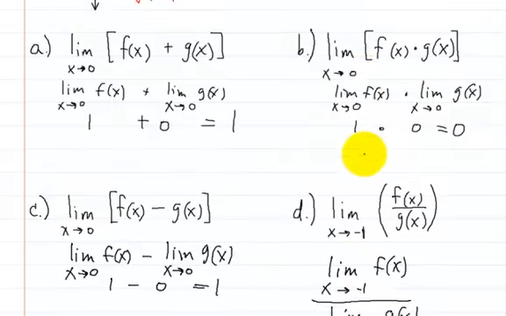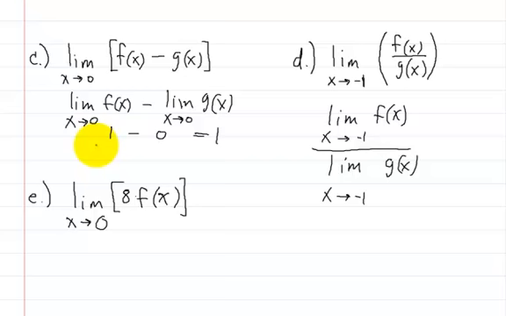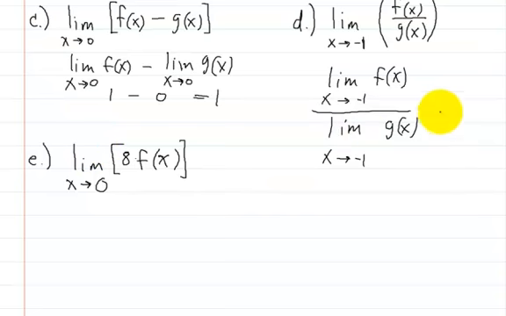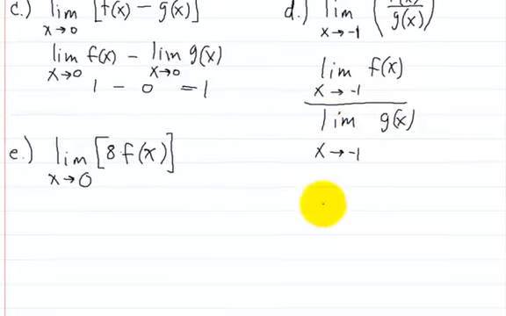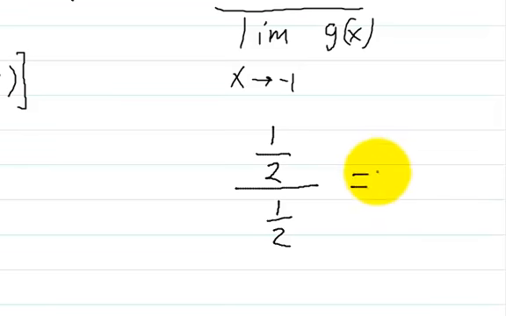So let's see, where would that be? We're approaching negative 1. As f of x approaches negative 1, it's going to come to right here. So that's about a half. And as g of x approaches negative 1, it comes also to a half. So the limit of f of x as x approaches negative 1 is equal to 1 half. And the limit of g of x as x approaches negative 1 is also equal to 1 half. So this is equal to 1.